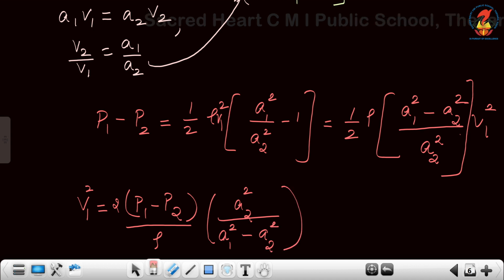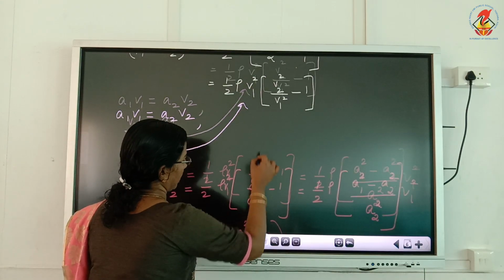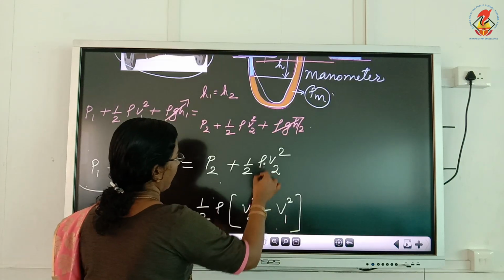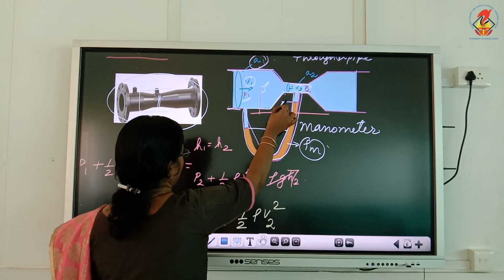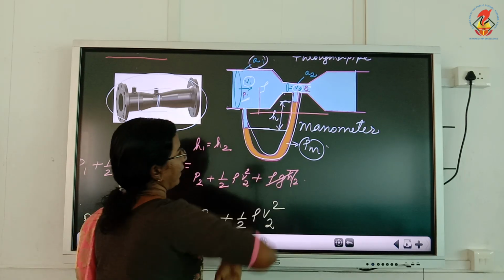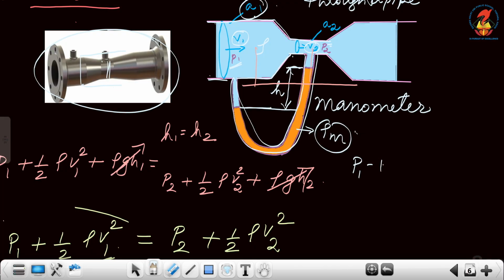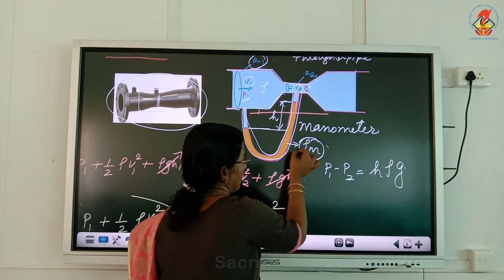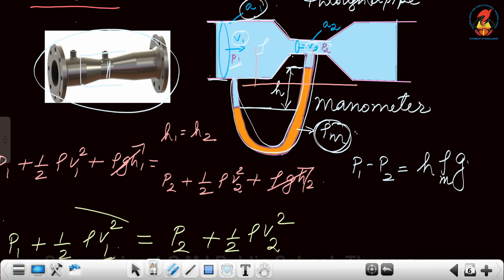Now P1 minus P2 is the difference in pressure of section A and section B. If you look at this diagram, you can see there is a height difference between the fluid taken in the manometer, and this height difference is due to the pressure variation. So the pressure exerted by a liquid column can be written as H rho G. In our case I have taken a fluid having density rho m, so I can write P1 minus P2 is equal to H rho m G.